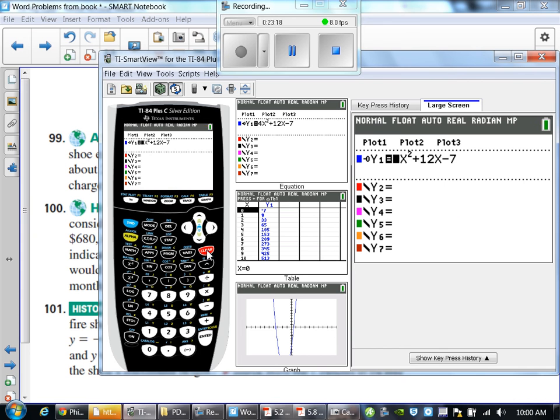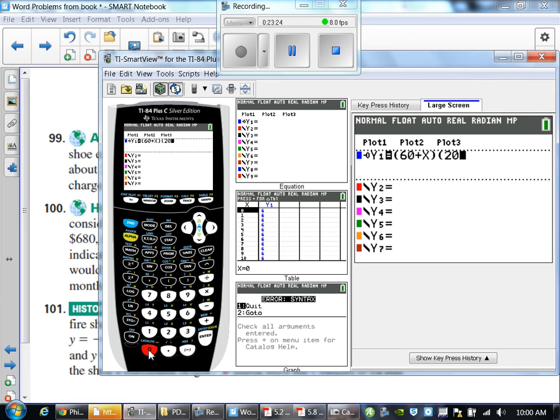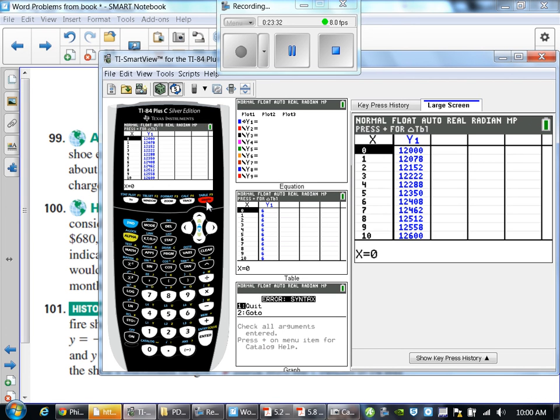Let me clear that out. What was it? 60 plus x, 200 minus 2x. I didn't see anything. Go to your table. And obviously, this being a parabola, it's going up, then eventually it's going to come back down.